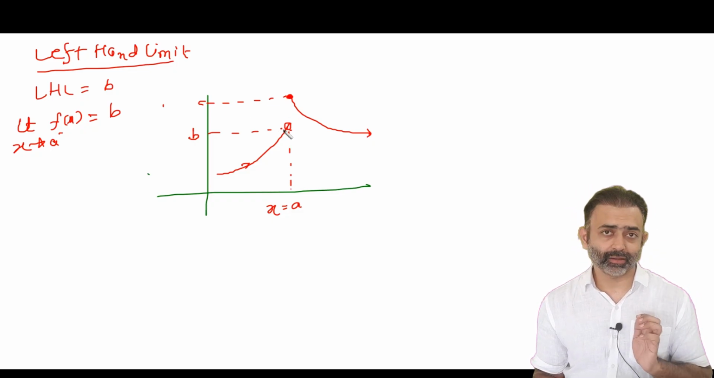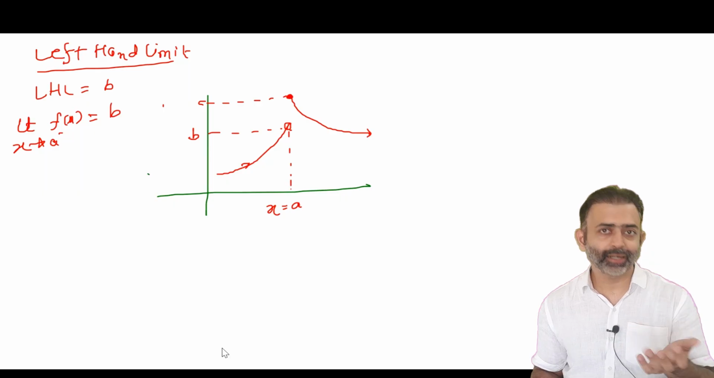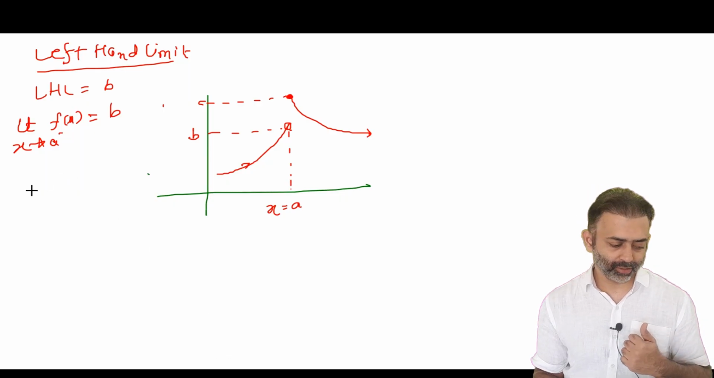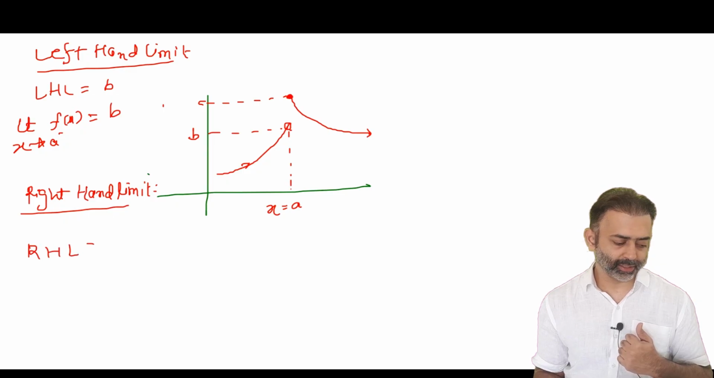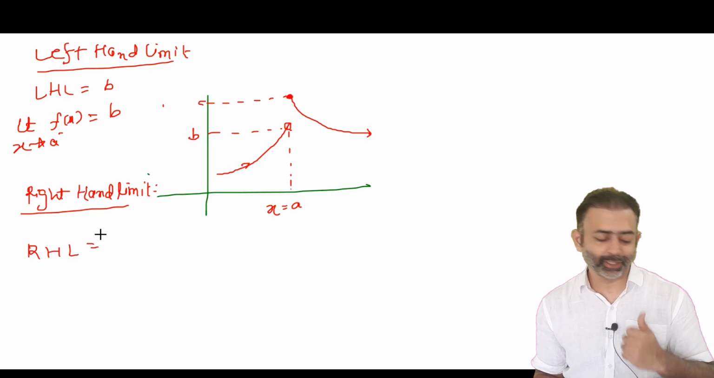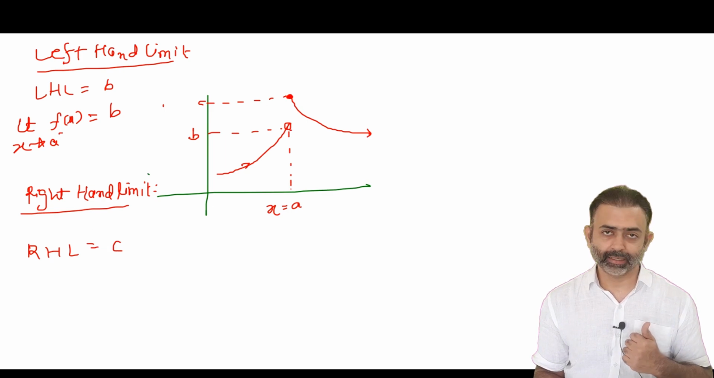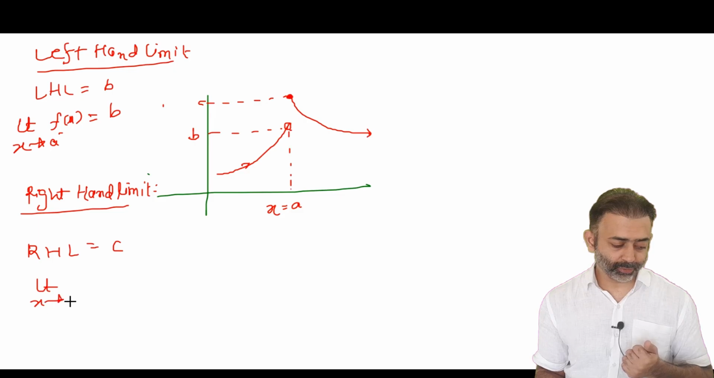Okay, it is not at B. So my right hand side limit, or RHL, this is called the right hand limit, right? So this is your right hand limit, RHL, and it is coming out to be C. Mathematically, it is the limit when x tends to A.